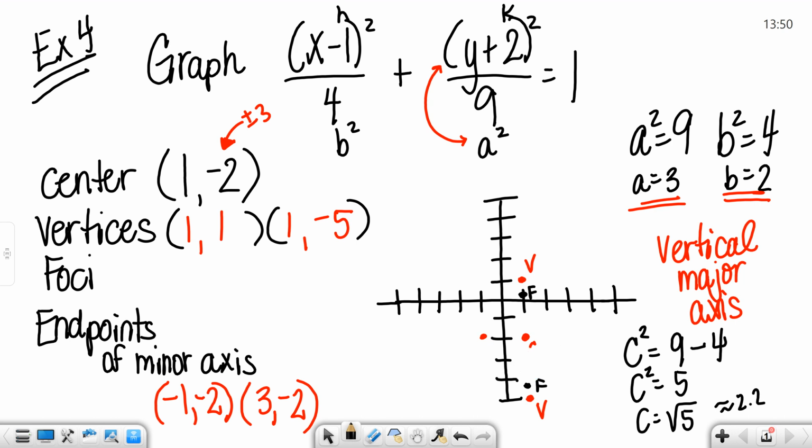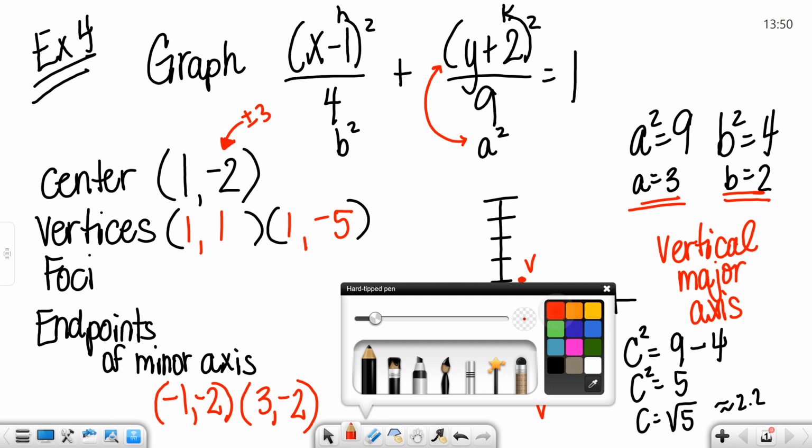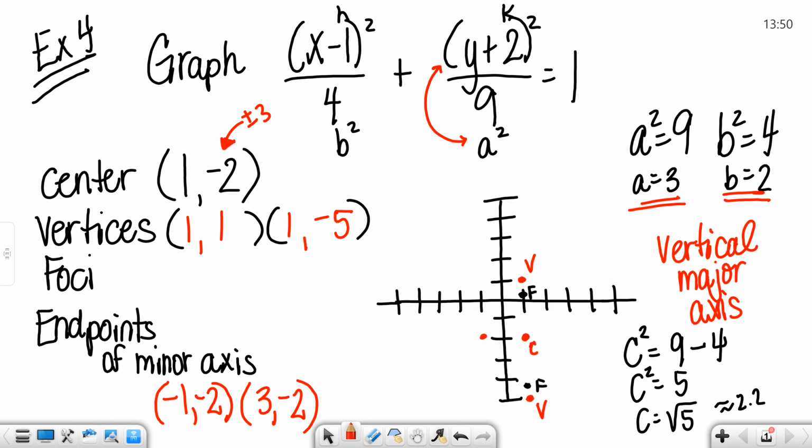Whoops, I did not mean to erase that point. Sorry about that.